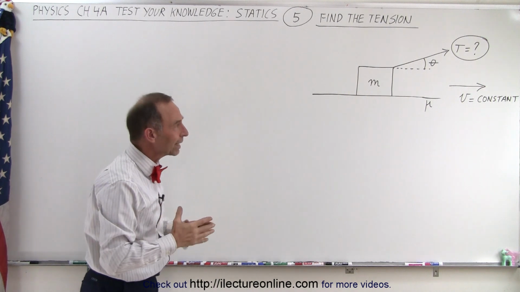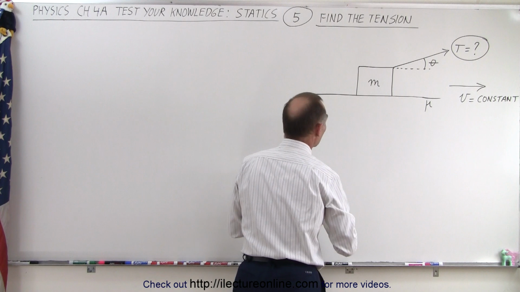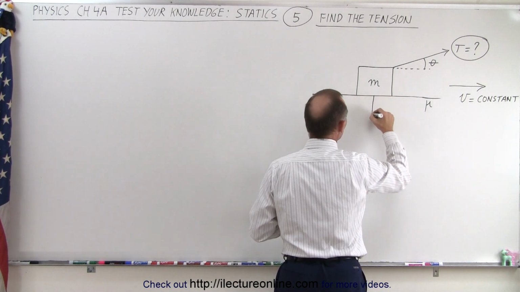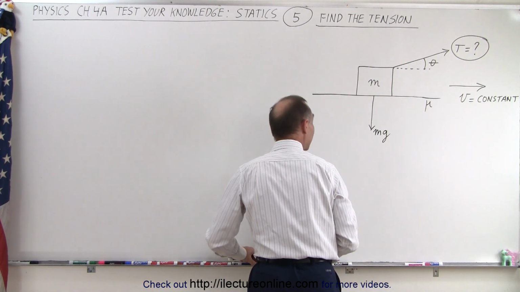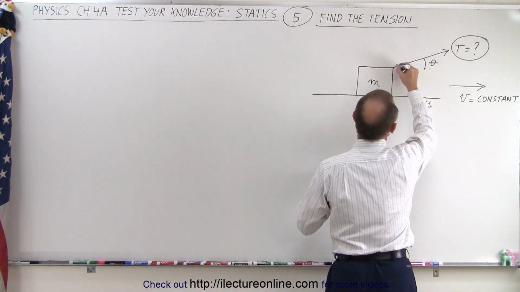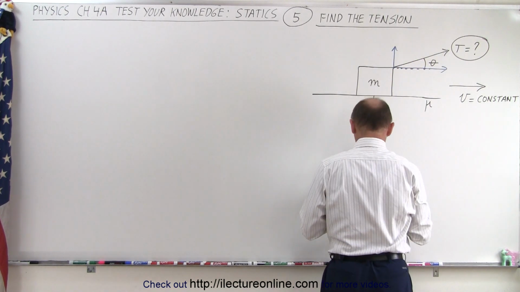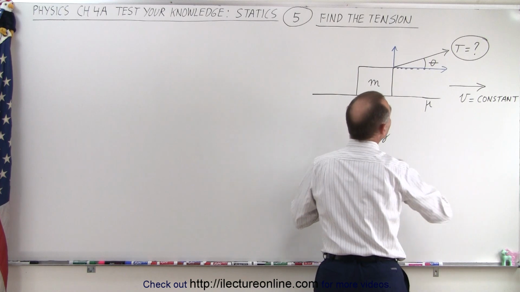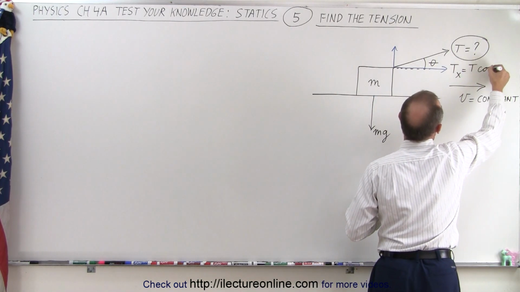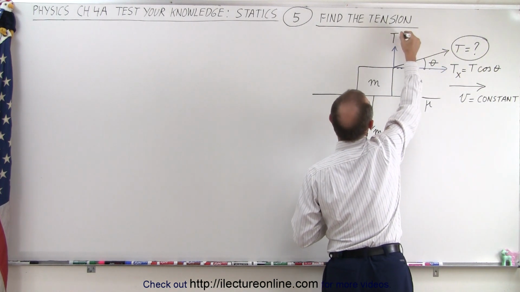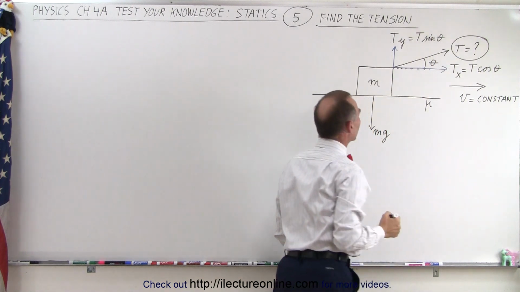So first we need to recognize all the forces at play here. We definitely do have the force of gravity pulling down, so we have an mg pulling down. And we should also take a look at this tension right here, which means we're going to have a horizontal component and a vertical component. That means this will be T sub x, which is equal to T times the cosine of theta, and this here will be T sub y, which is equal to T times the sine of theta.